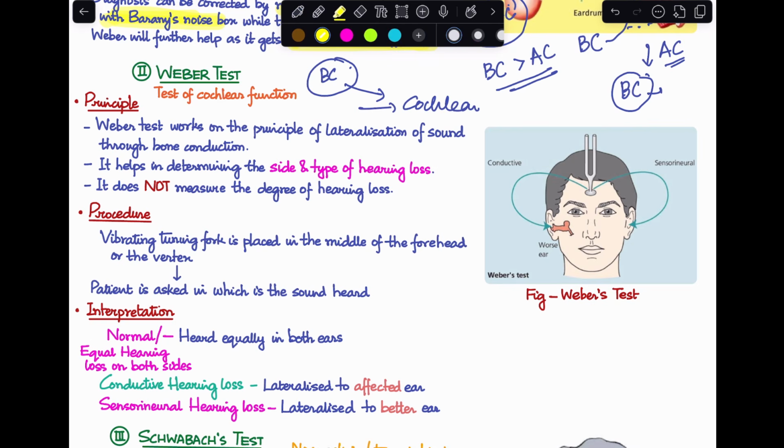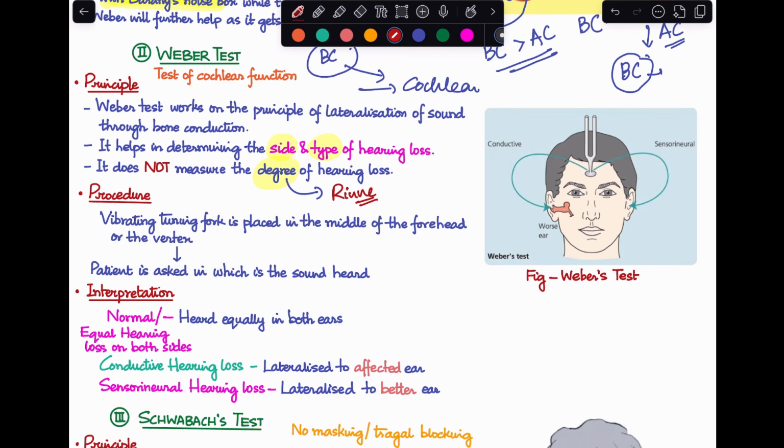And Weber's test will help us in determining the side and the type of hearing loss. What it will not determine is the degree of hearing loss. We'll get an idea about the degree of hearing loss when we perform Rinne's test. So, Weber's test is a test of bone conduction, which means that it is a test of cochlear function, and we determine the type and side of hearing loss over here.